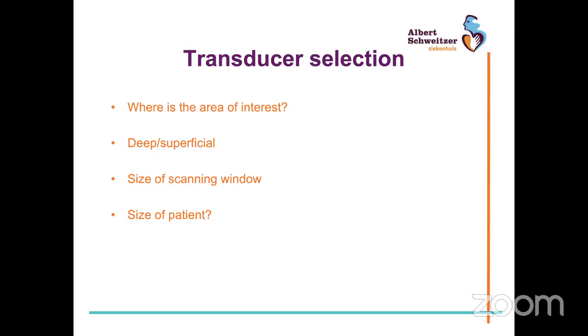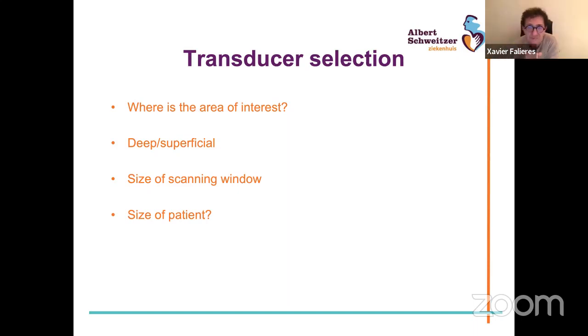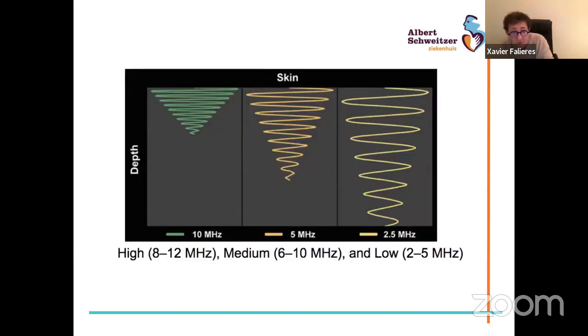Okay, let's go. Transducer selection. When you have different transducers, please try to select the one you need: the area of interest, deep or superficial, the size of the scanning window, and the size of the patient. When you use a high definition probe, 8 to 12, now we have the 6 to 15, you don't go very deep, but you will have very high definition of the structures. When you use medium, 6 to 10, you will see fewer details, and when you use the low frequency probe, the 2.5 curvilinear probe, you will see very deep, but with very low definition.